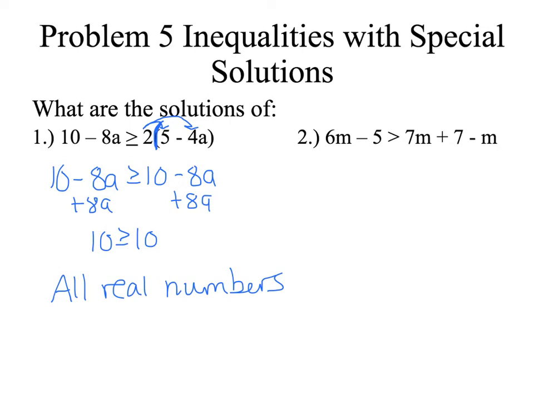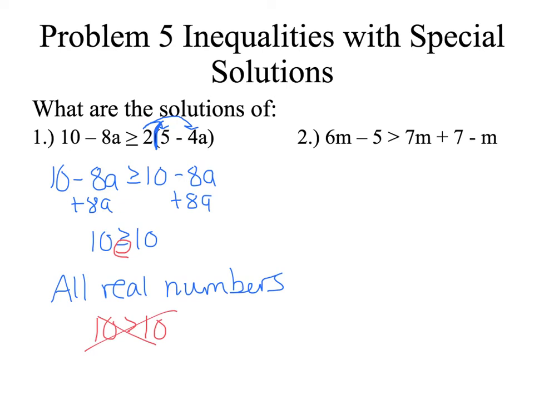Okay, now you have to be really careful, because if this would have just been 10 is greater than 10, that's false. So then that's going to be no solution, but that would be a different example. Okay, so if it's 10 is greater than or equal to, because it could be equal to, that's all real numbers. Okay, number 2 is 6m minus 5 is greater than 7m plus 7 minus m.